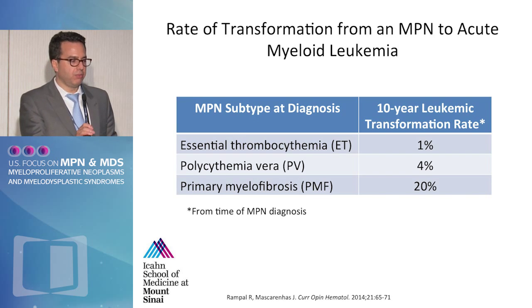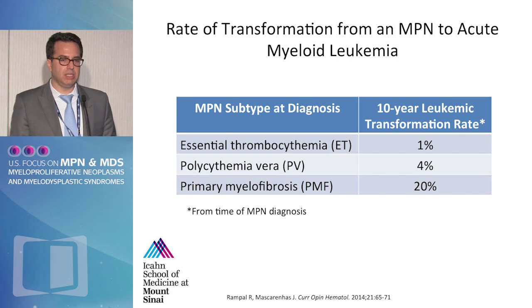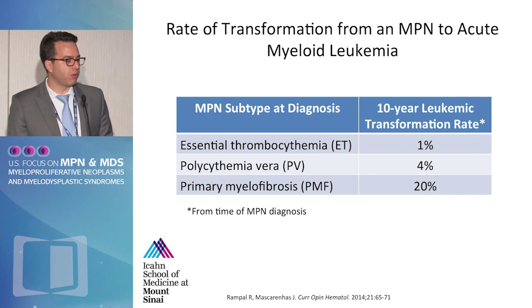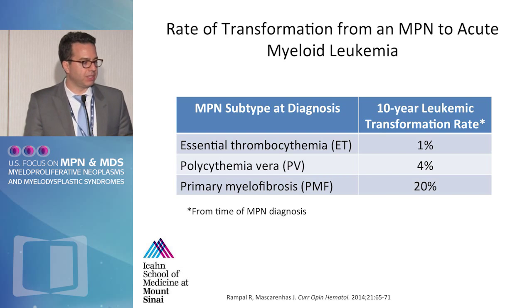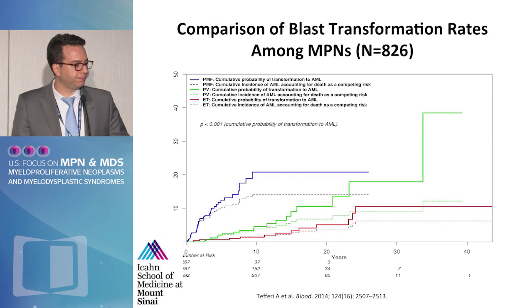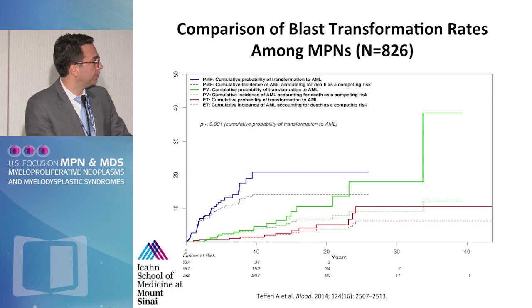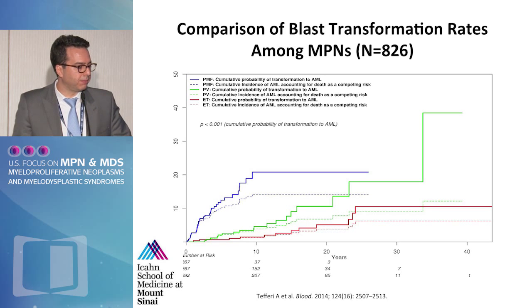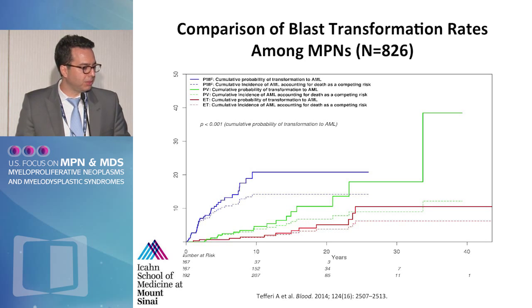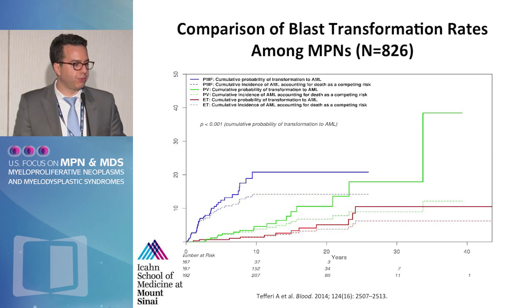So what is the risk? I mean, generally speaking, the risk is lowest in ET, 1%, a little higher in PV, 4%, and 20% over 10 years in MF. This is a slide, I don't know if it comes out well, from Dr. Tefferi's publication in Blood in 2014, comparing transformation rates to acute leukemia in ET down below in red, PV in green, and MF in blue, of 4, 7, and 14% over a 20-year period.